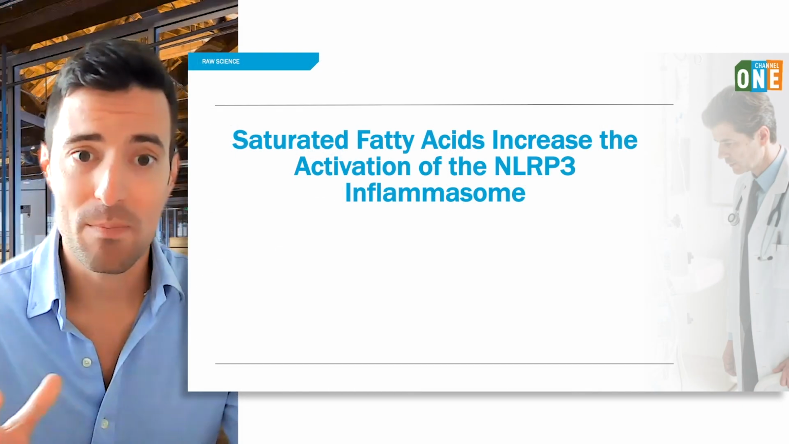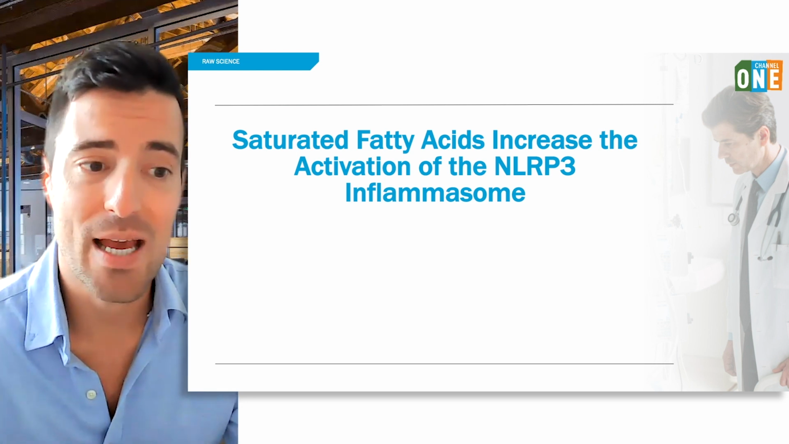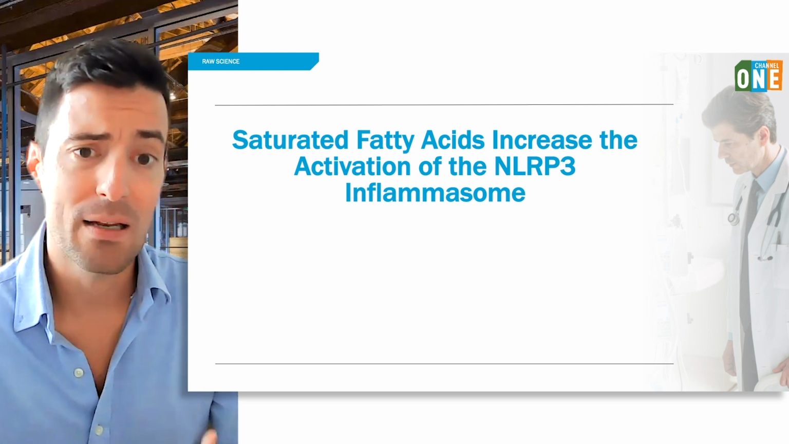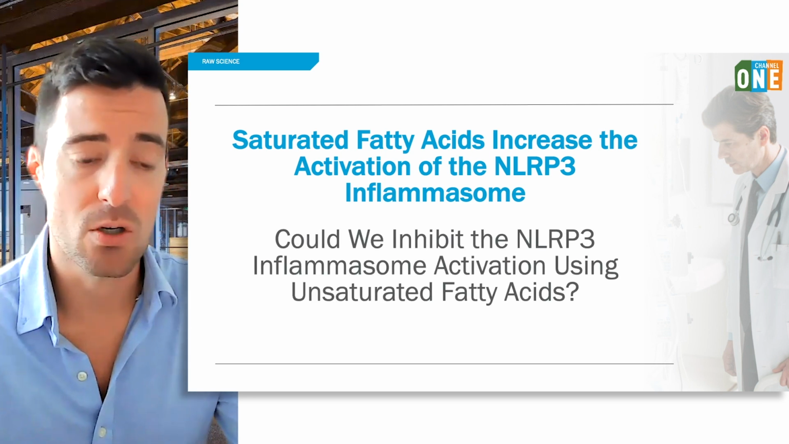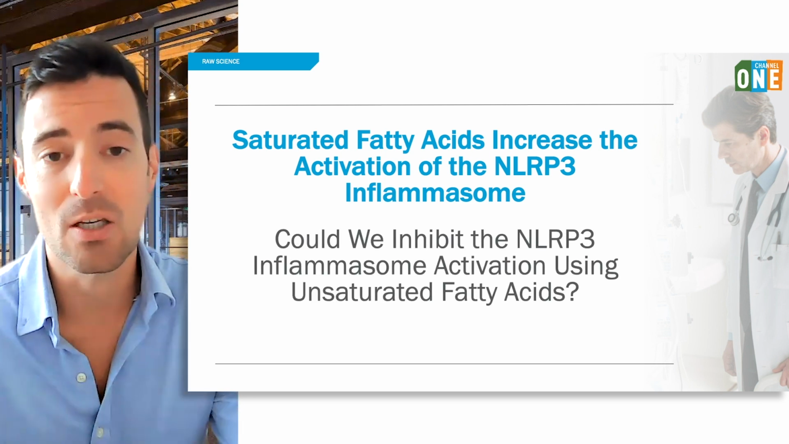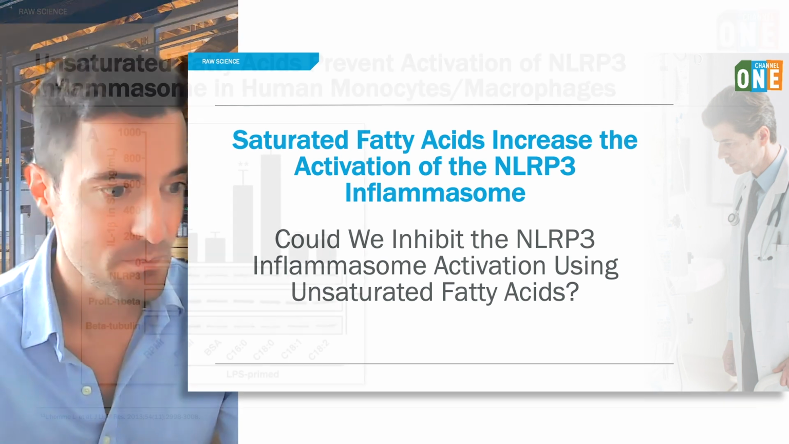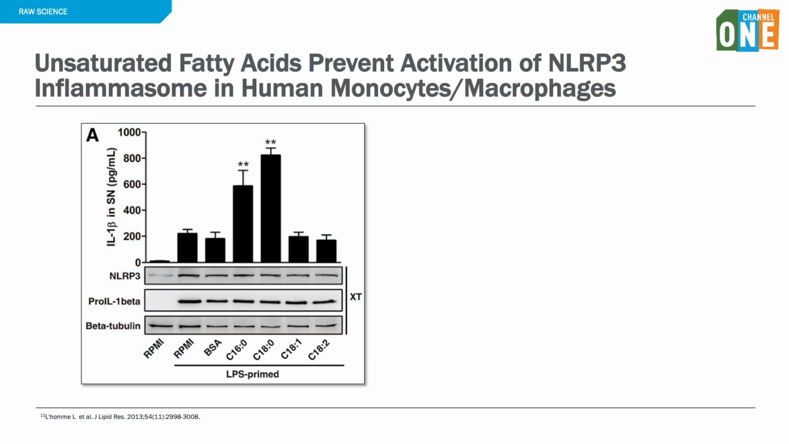Now, I hope I showed you some data and convinced you that saturated fat can increase the activation of the NLRP3 inflammasome. But could we now inhibit this activation using unsaturated fatty acids, which have been historically known as the healthy fats? So in this study, which was also a basic science study but very elegant, they did a similar experiment as before, where they primed cells with LPS to form the components of the inflammasome, and then they treated with saturated fat, 2 different ones in this case, palmitic acid and stearic acid, and you can see, confirming, an increase in interleukin-1 beta.